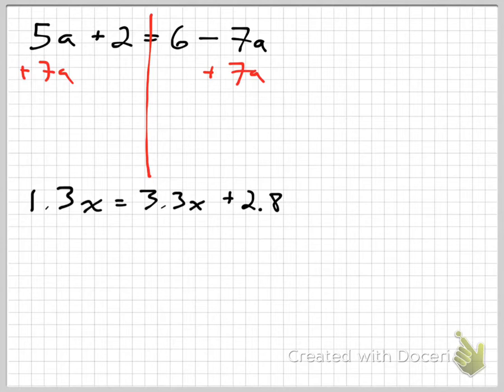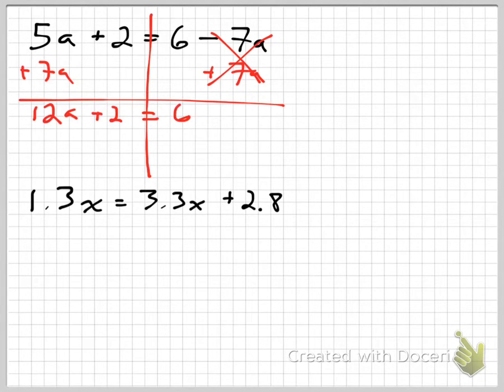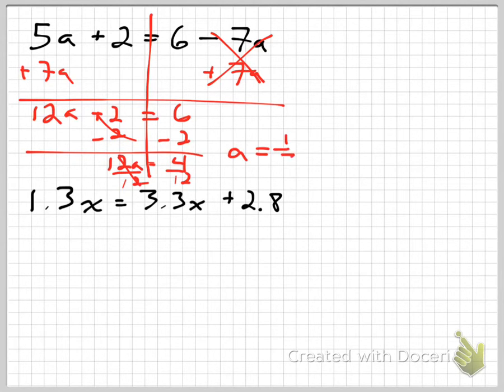Even if you put minus 5a, it would work, but now you have a negative 12a on the other side, which is fine. It still works. Those are gone. 12a plus 2 equals 6. Minus 2, right? Minus 2, minus 2. 12a equals 4, right? Divide by 12, divide by 12. A equals 1/3.